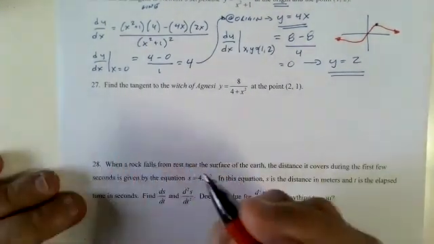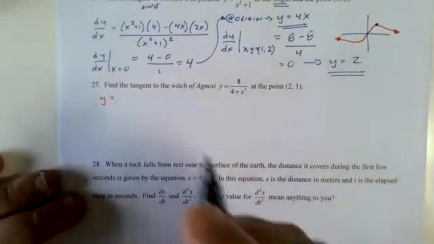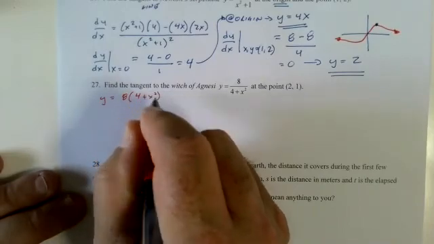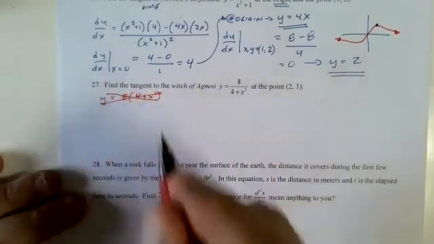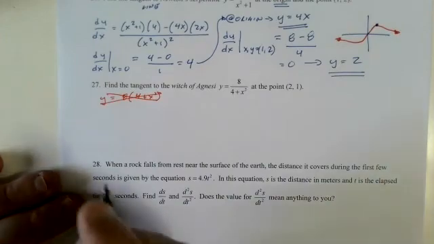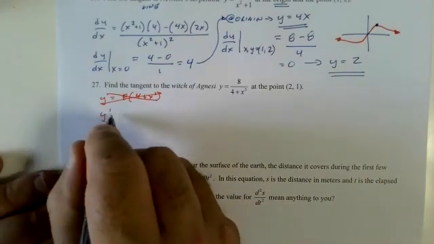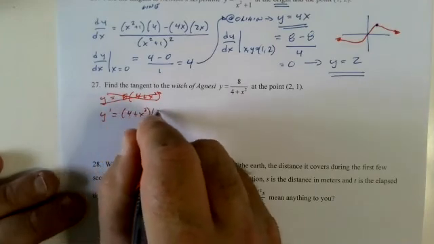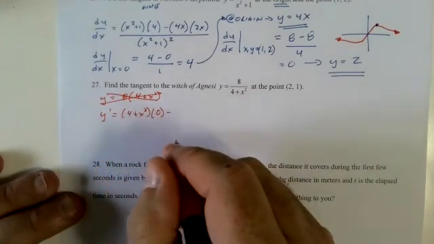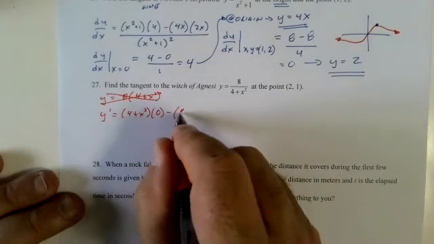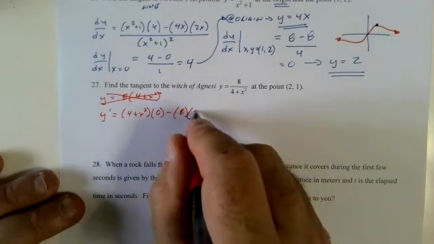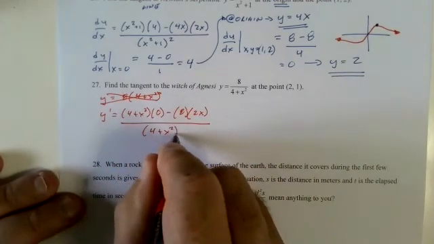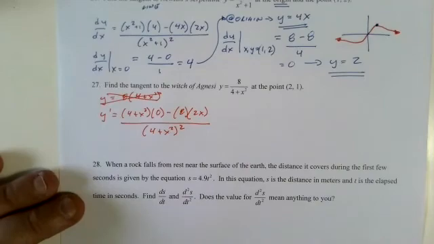Tangent to this. Okay, let's be lazy. I'm not even lazy, let's be clever. 4 plus x squared to, oh, I can't do that. Haven't learned that yet. Soon. Y prime equals low, d high, 0, minus high, 8, d low, 2x, over 4 plus x squared, squared.